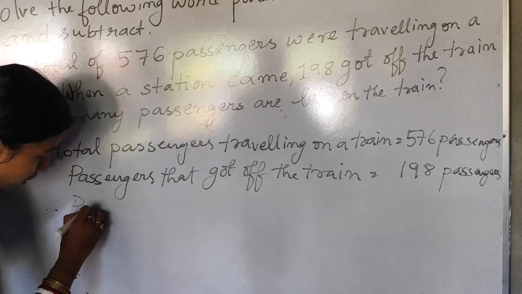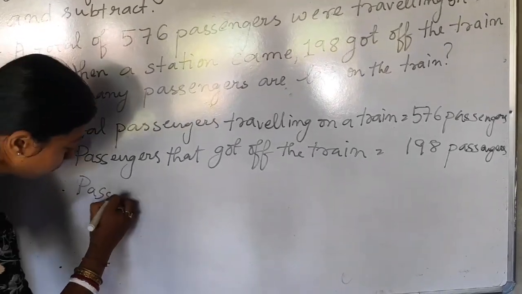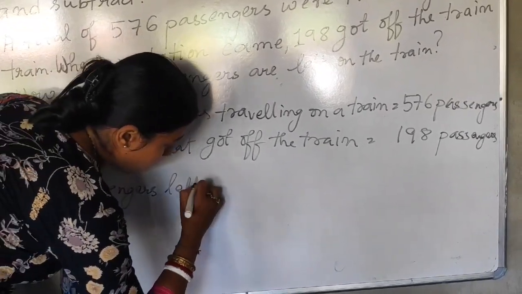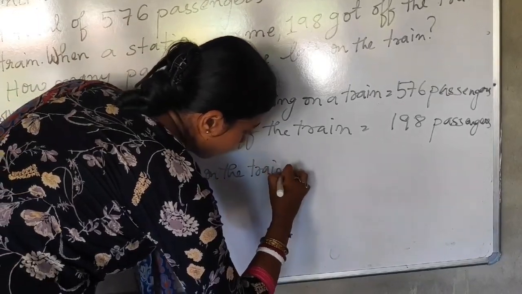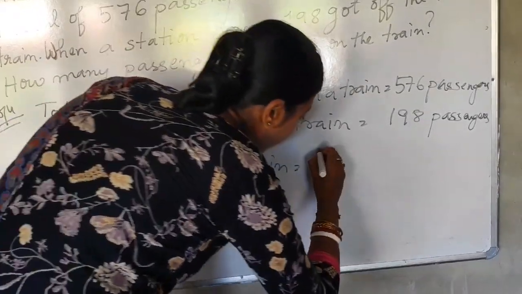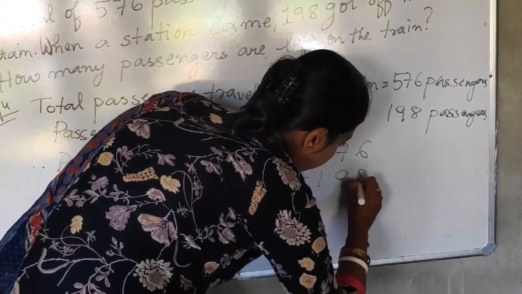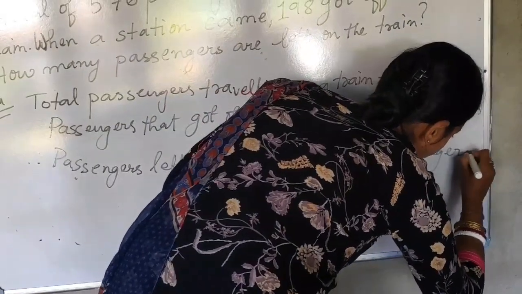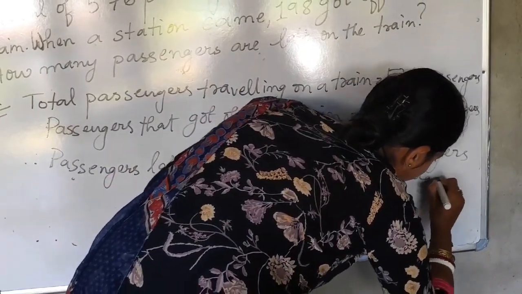Therefore, passengers left on the train. So what you will do, you will subtract this. 576 minus 198. Okay, 576 passengers minus 198 passengers.